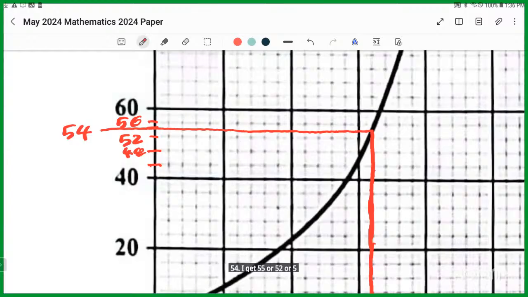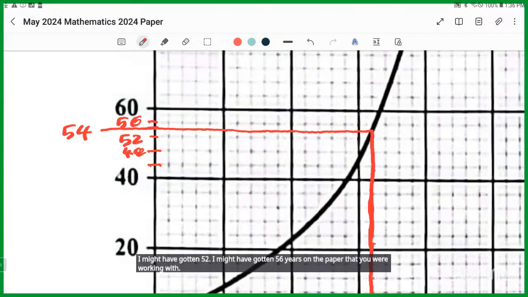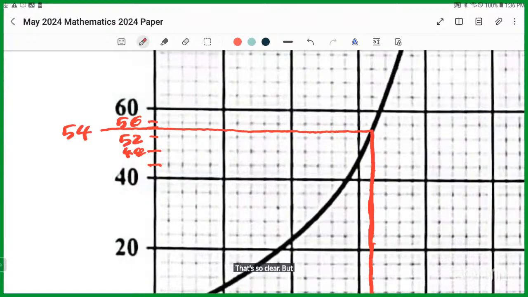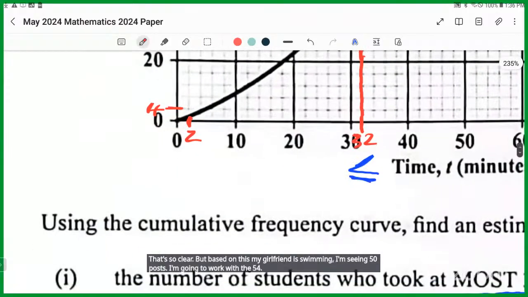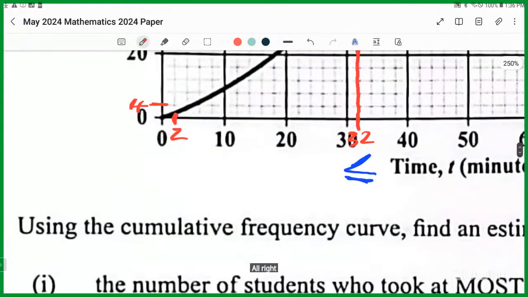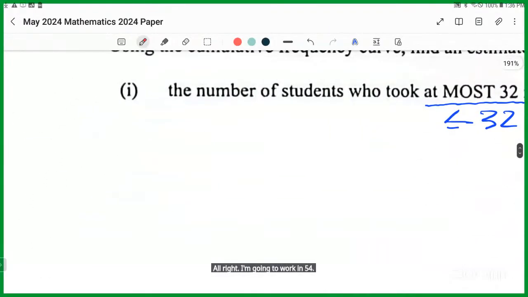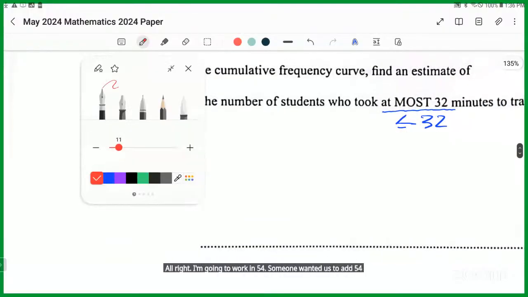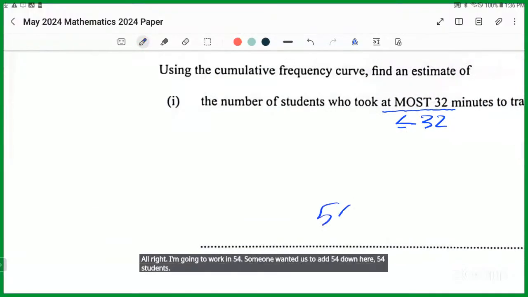Now, if you do it on your paper, you might get 55 or 52 or 56. If you get 52 or 56, fine. I might have gotten 52, I might have gotten 56, based on the paper that you were working with. Not so clear. But based on my graph, when I zoom in, I'm seeing 54. So I'm going to work with 54. I'm going to just write 54 down here. 54 students.